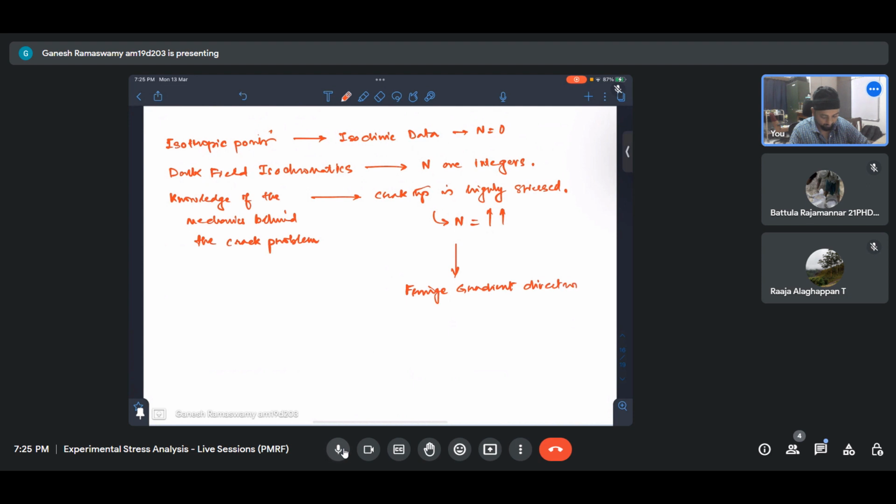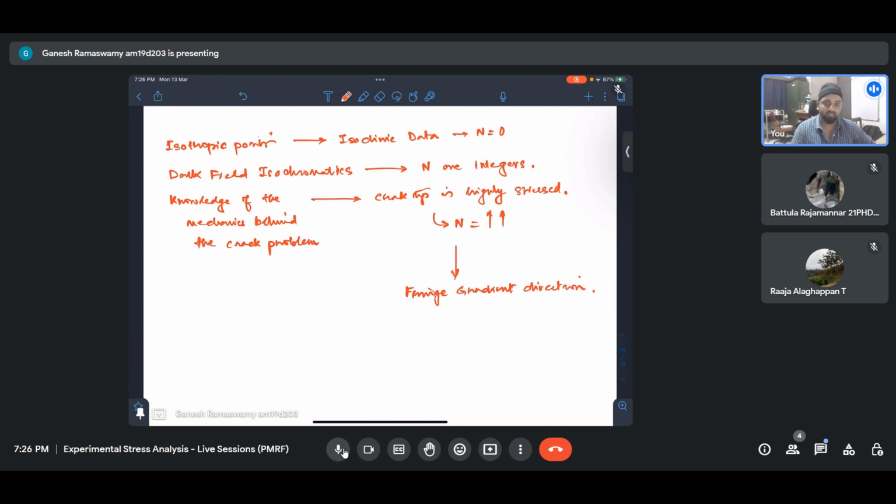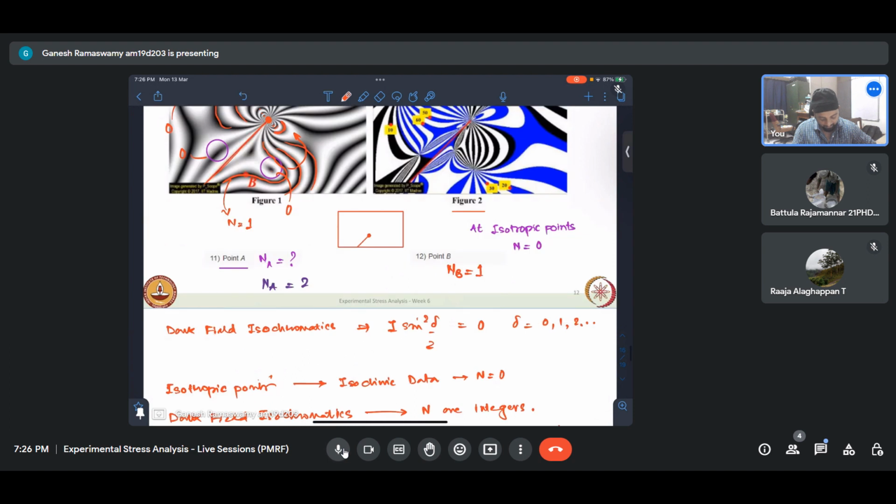Once we have the fringe order at one point and we know how the fringes are to be labeled, meaning integers or half integers or whatever, and we know the fringe gradient direction, we can easily do the numbering. The underlying assumption is that this is a continuous body. Essentially, we are dealing with continuum mechanics. So this is a continuous body. There cannot be sudden jumps. So essentially, it will only vary like that.